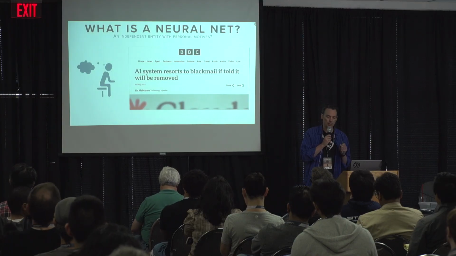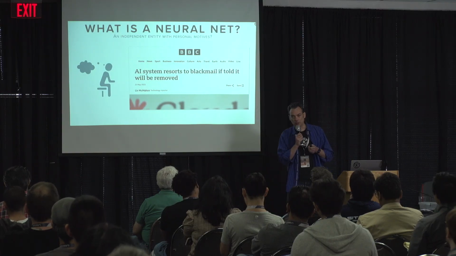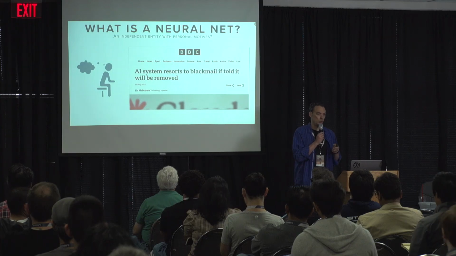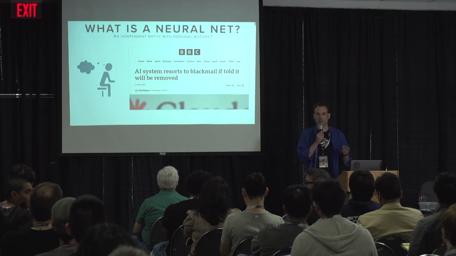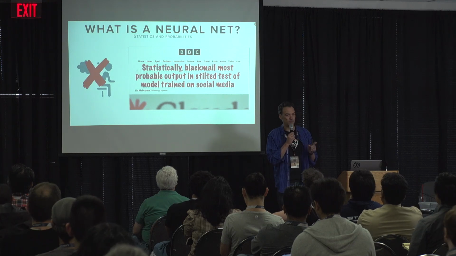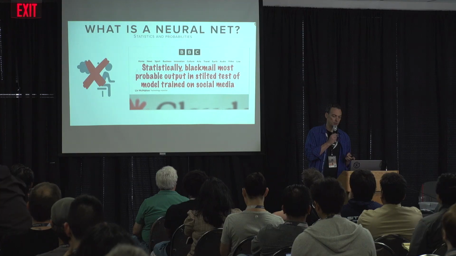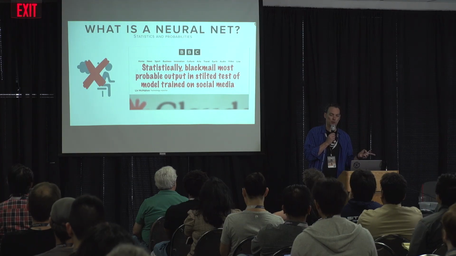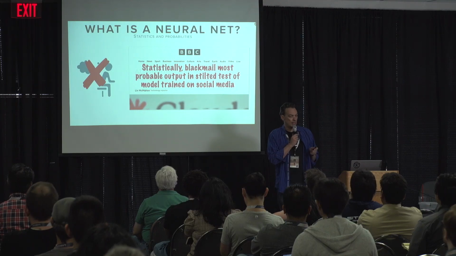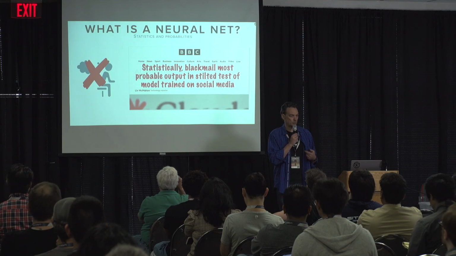I'm going to start with: what is a neural network? Is it some independent entity with its own thoughts and feelings and motivations? No, it's not. You would think so if you see headlines about AI systems blackmailing engineers who want to shut them down. But a better way to write that headline would be: statistically, blackmail is the most probable output in a stilted test of a model trained on social media. This is what's really happening. It's really hard not to personify these things, and I try really hard myself not to.